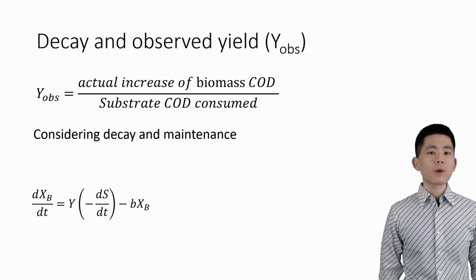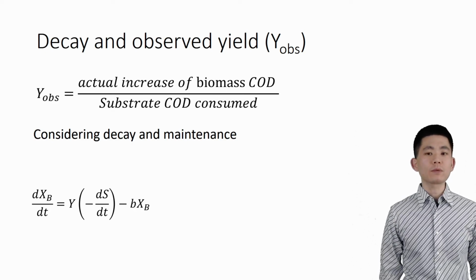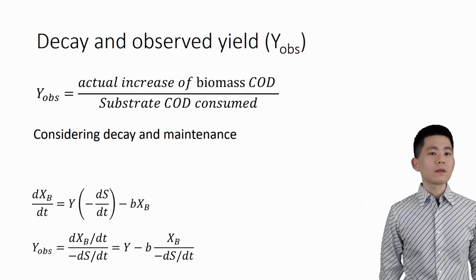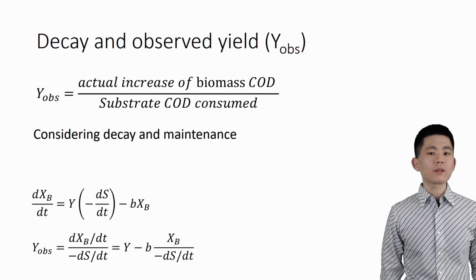So the observed biomass growth rate is a result of true growth and decay. The true growth is the true yield times substrate consumption rate. Decay is first order in biomass concentration. The observed yield is the observed growth rate divided by the substrate consumption rate. Substituting the observed growth rate, we get this.